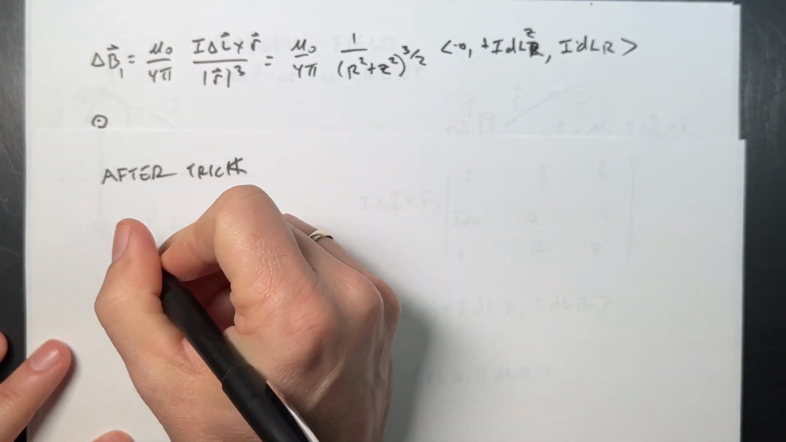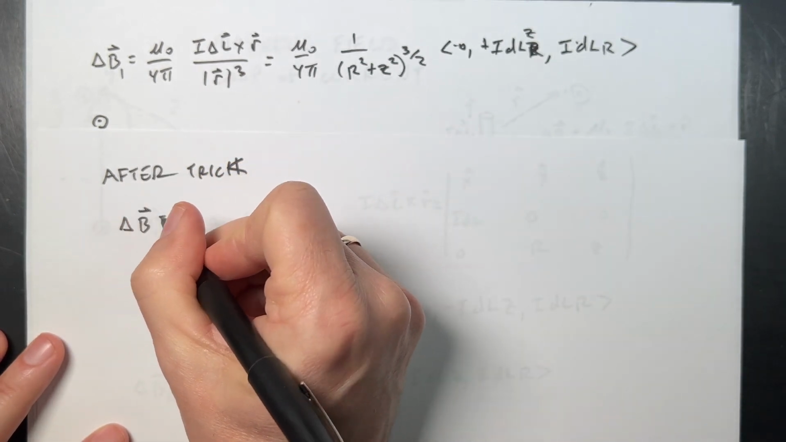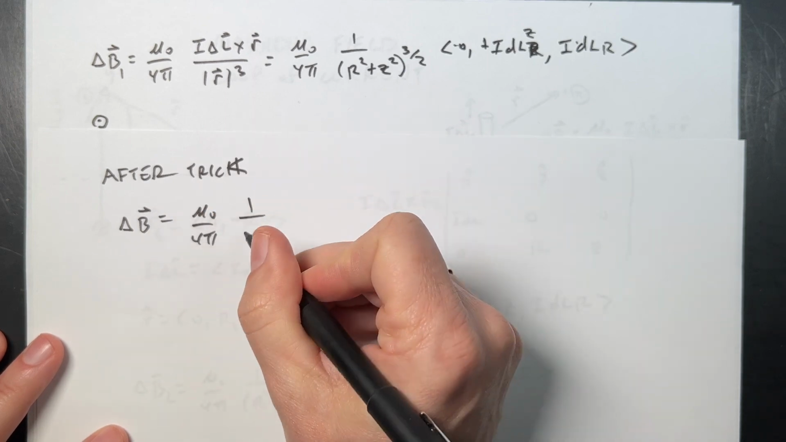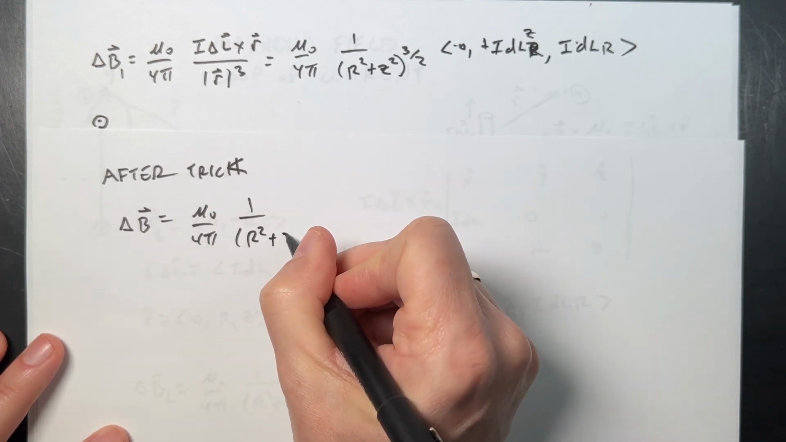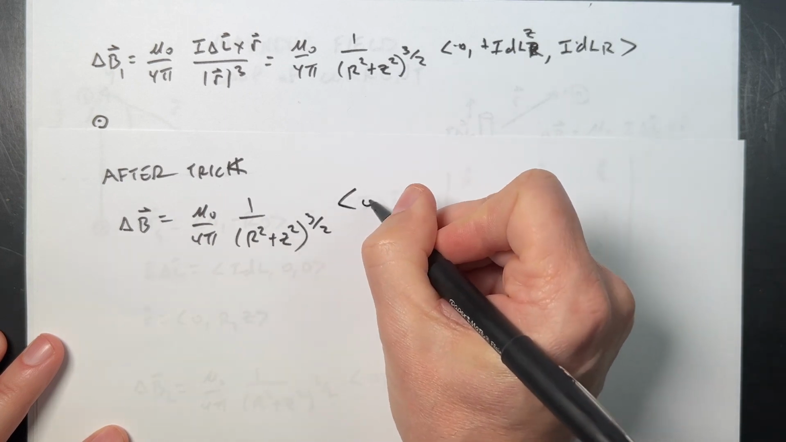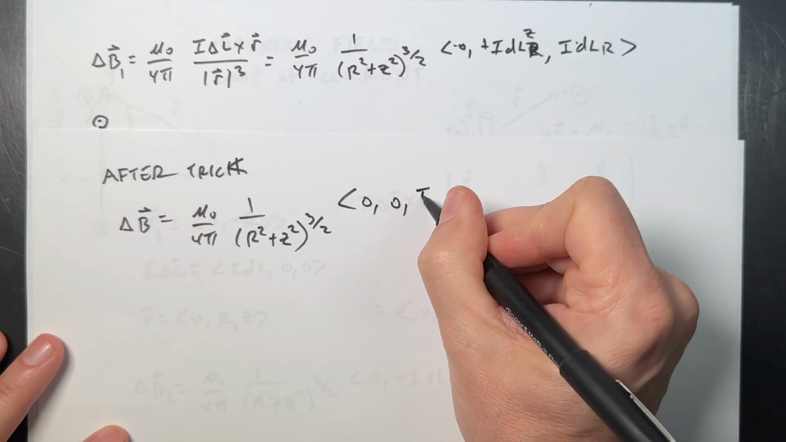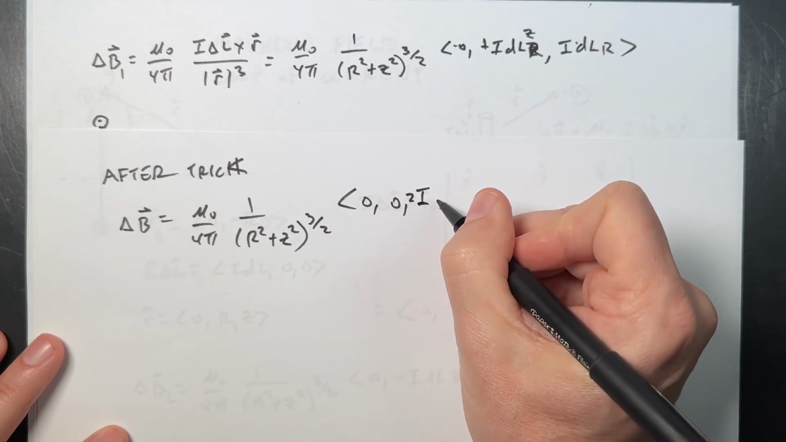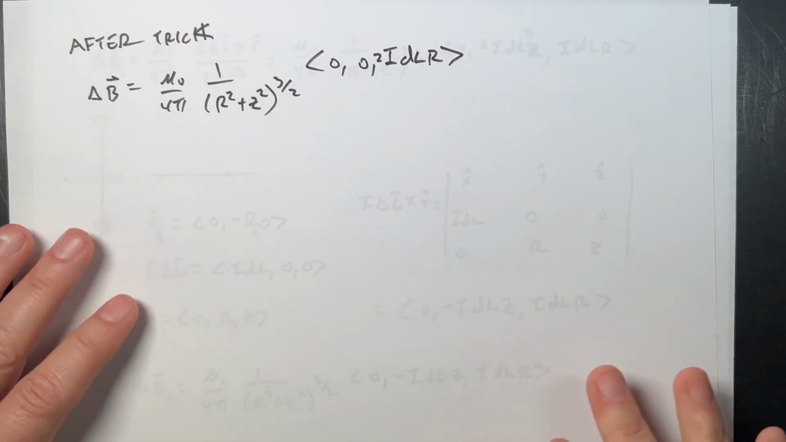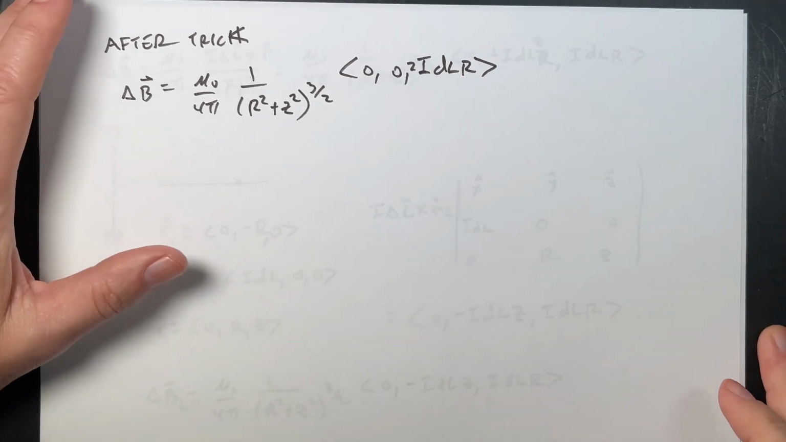And I can't even spell that. So dB is going to be mu naught over 4 pi, 1 over r squared plus z squared to the 3 halves. And then I have 0, 0, 2I r dl. So the only vector is going to be in the z direction.